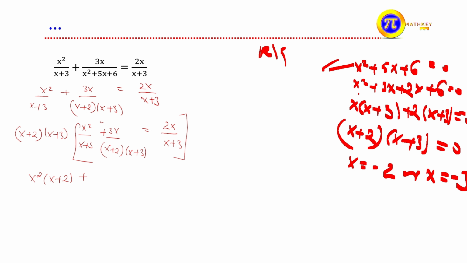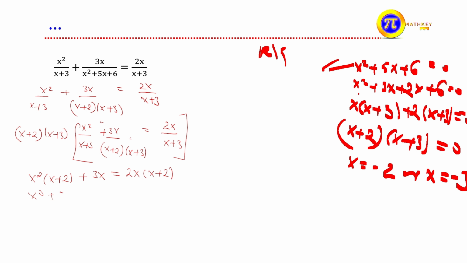The LCM is equal to what? The denominator of this rational expression. So, what remains? That we have 3x, which is equal to, in the case of x plus 3, the denominator divided by x plus 3. This becomes x plus 2. So, this is 2x into x plus 2. Here we have. Then find the product of each. That means x squared times x is what? That is x cubed.